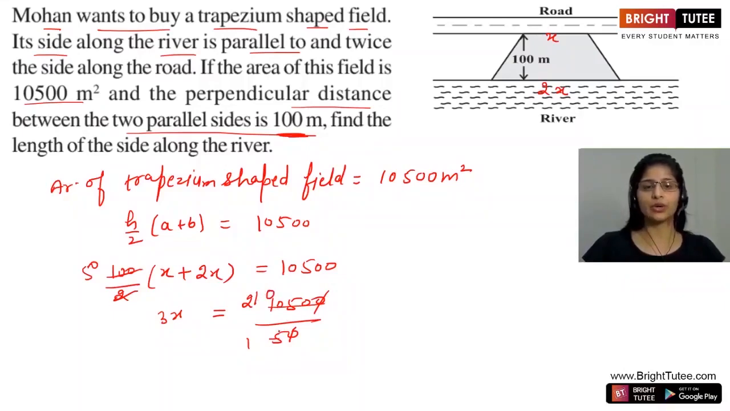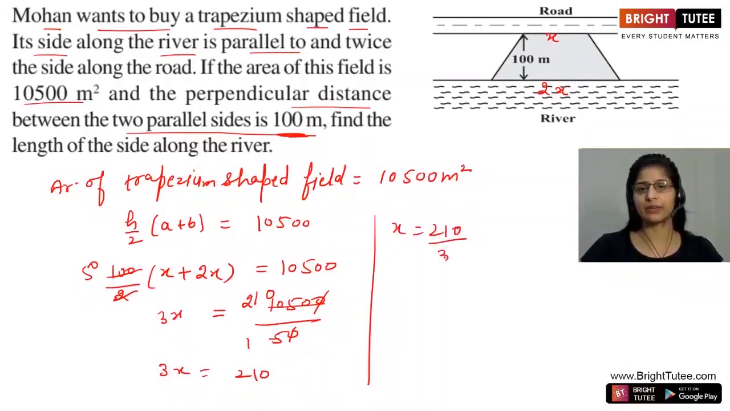Right? So how are we going to do it then? 5 twos are 10, 1 and 0 we got. So 1050 we have. So 3x is equal to 210. So x will be equal to 210 divided by 3, that gives us 70. So x is equal to 70 meters.